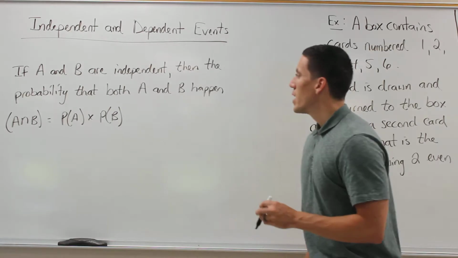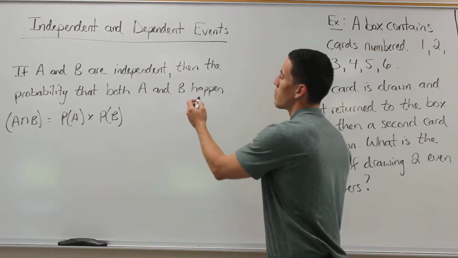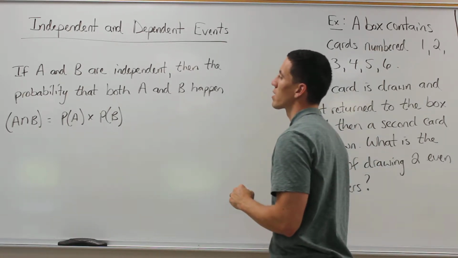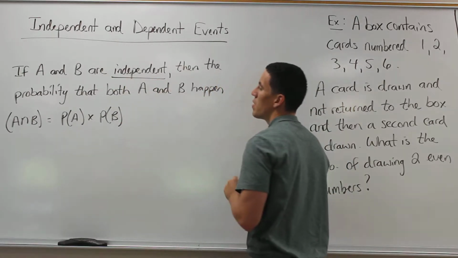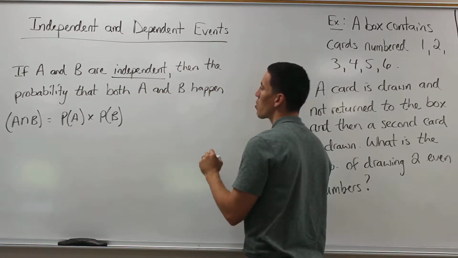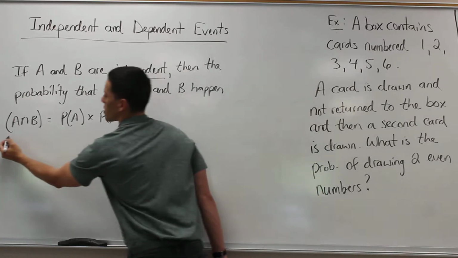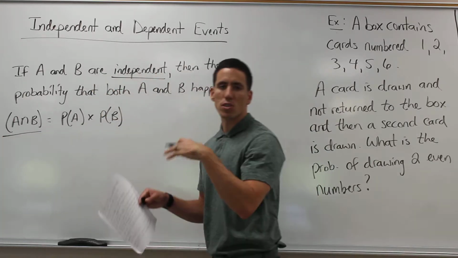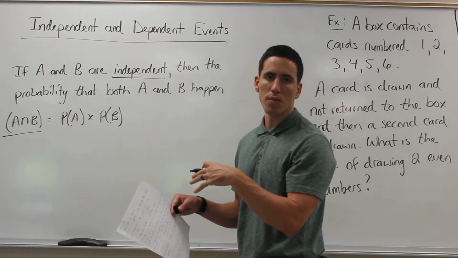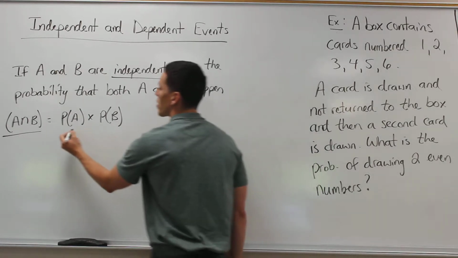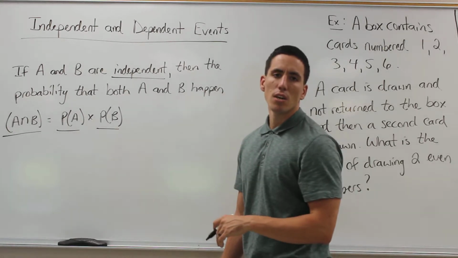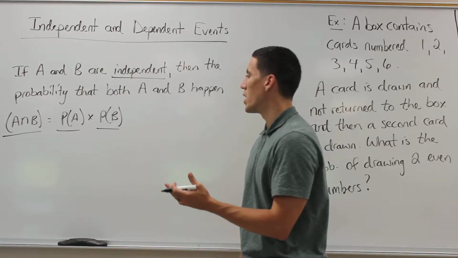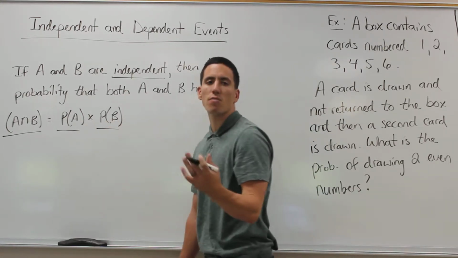Before we do that, it's important to note this definition here, also found in your text. If A and B are independent events, then the probability that both A and B happen, which would be the same thing as saying the intersection of A and B, is the probability of A times the probability of B. And this can be extended for multiple, even more than 2 events. So let's give an example.